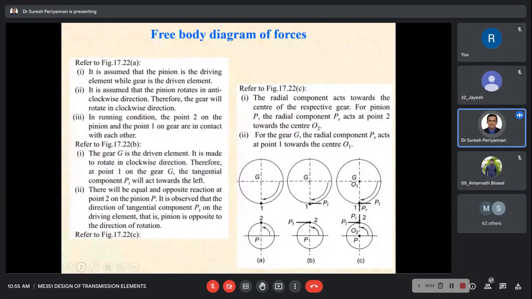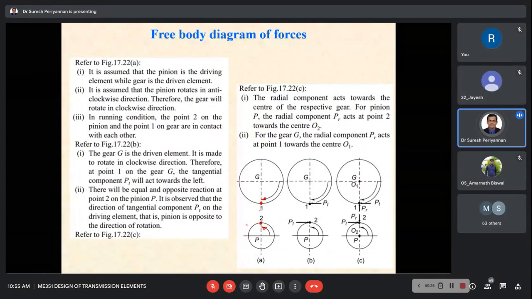Whatever we discussed, just go through it. See here. It is assumed that the pinion is the driving element and the gear is the driven component. Here the pinion rotates in the anti-clockwise direction and the gear rotates in the clockwise direction. In running condition, the pinion point P and gear point 1 are assumed to carry the radial load.